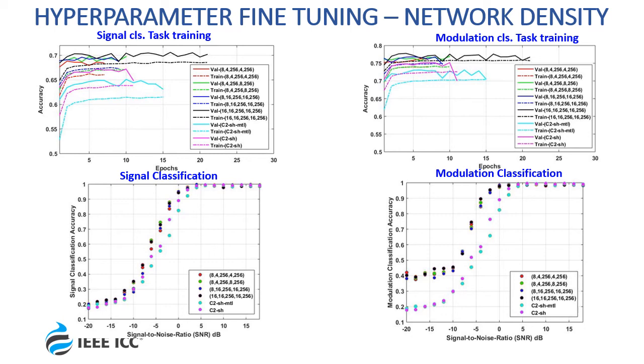Now coming on to the accuracy curve for varying SNRs, we can see again here the model performs best with the lighter architecture, which has 8 convolutional filters in the shared branch, 4 convolutional filters in both modulation and signal classification, and 256 neurons in the fully connected layer.